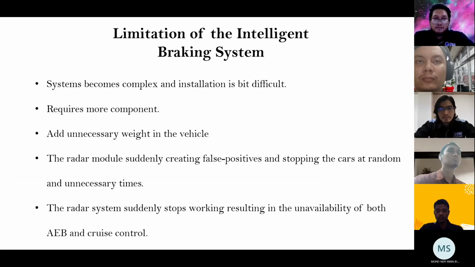Okay, the limitation of the intelligent braking system. Firstly, the system becomes complex and installation is a bit difficult. Secondly, it requires more components. Thirdly, it adds unnecessary weight to the vehicle. Fourthly, the radar module suddenly creates false positives and stops the car at random and unnecessary times. And fifthly, the radar system suddenly stops working, resulting in the unavailability of both AEB and cruise control.